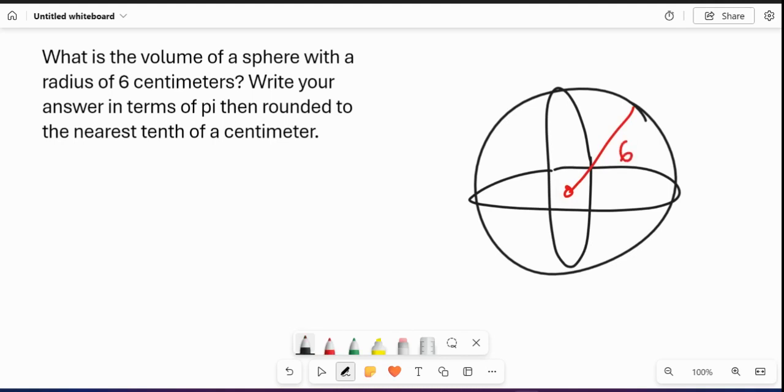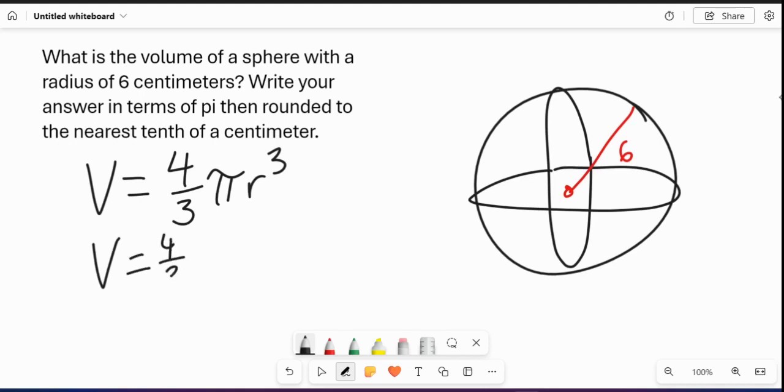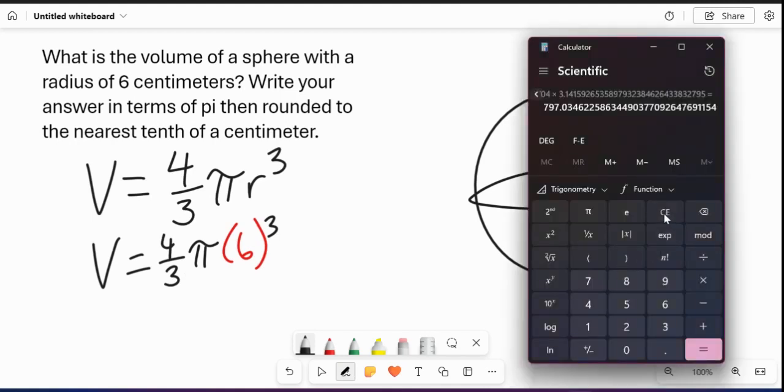Now, what's nice about the volume of a sphere formula is you only need to know the radius, because the volume of a sphere is 4/3 pi r cubed. So that is 4/3 pi, and then I'm plugging in my 6, right? Cubed. So first thing you have to do, again, just like we did with the cylinders, just like we did the cones, figure out the exponent first, 6 cubed, then multiply by 4/3. So let's do that.